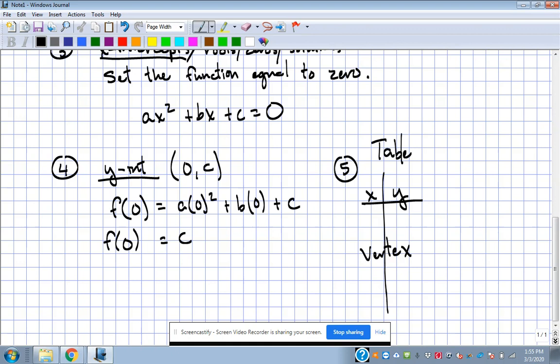If we put the vertex in the middle, then we can pick x values that are less than the x value of the vertex, and greater than it. Just a couple on each side is all it takes. So we're going to set the vertex in the middle, and then the last thing we're going to do is draw the graph. So we're going to find all of these things for a quadratic in standard form. Let's attempt to do so.